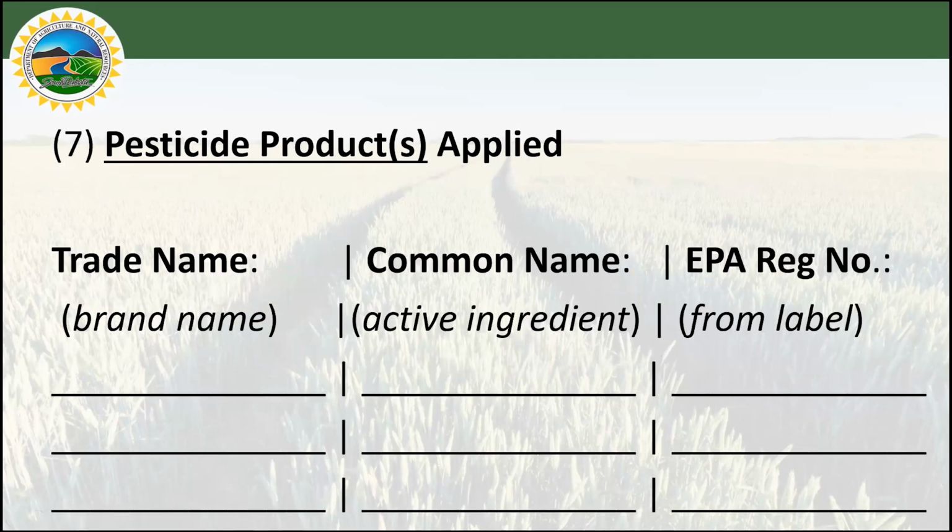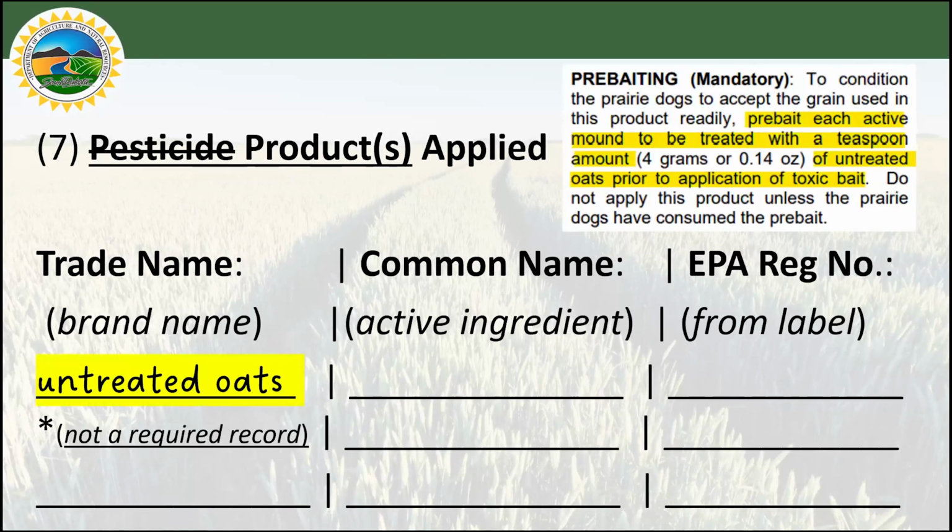Item 7 is the actual product, the pesticide product being applied. And so trade name, common name, EPA registration number. As a note, in this particular product, pre-baiting is mandatory as written on the label. And this is because if you are not going to pre-bait with regular oats, untreated oats, don't even use this product because they are not going to eat it. They need to have a pre-bait of untreated oats so that they get used to eating the regular oats. And once it's consumed, then you can put out treated oats.